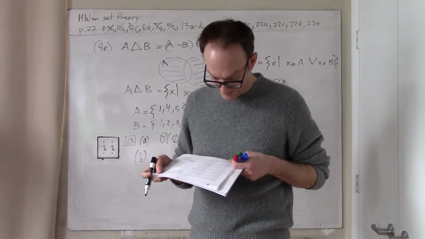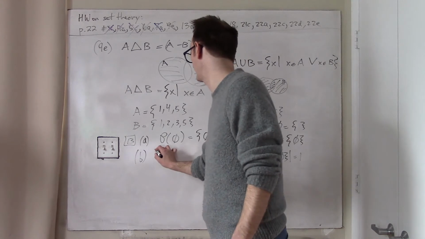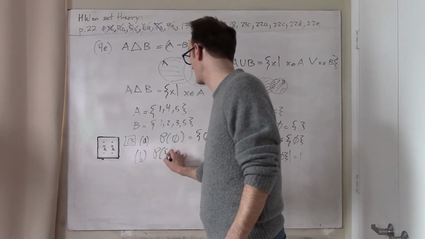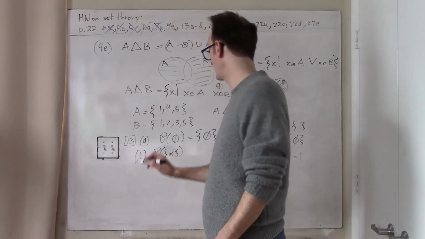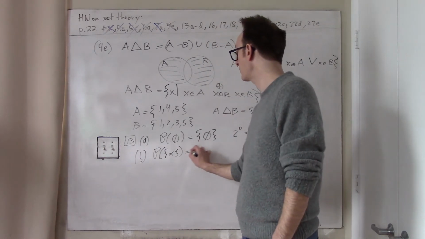What now? How about a set with just a single element? So now the power set of a set with just a single element, which is alpha. Okay, what's the power set again?